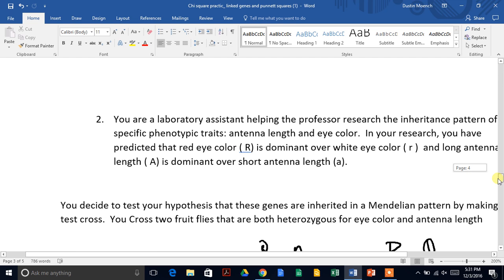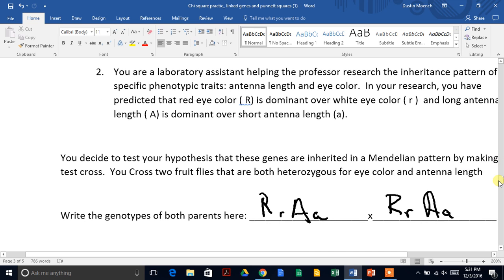Last, you and your laboratory assistant are helping a professor research the inheritance pattern of specific phenotypic traits: antenna length and eye color. In your research, you predicted that red eye color, dominant R, is dominant over white eye color, recessive r, and long antenna, dominant A, is dominant over short antenna, recessive a.